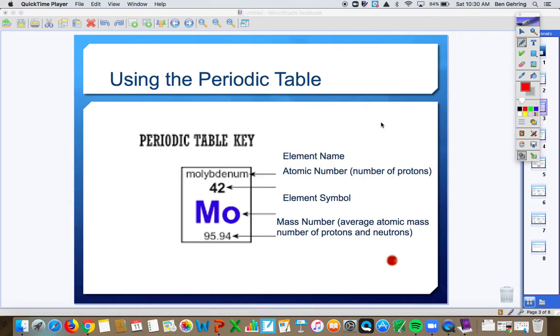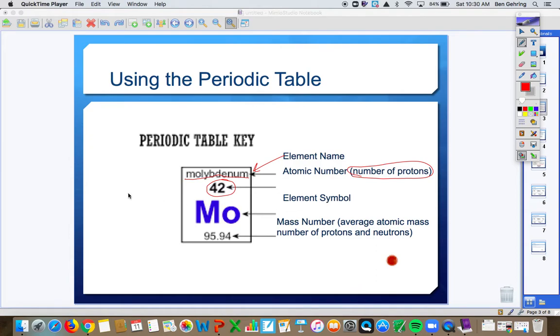So for starters, we're looking at the periodic table, and when we use the periodic table, there's some things we need to be familiar with and know. So first, at the top, molybdenum is going to be our element name. Everything is shifted, I apologize. Our element name is here, which is molybdenum. It has an atomic number of 42. Your atomic number is the same as your number of protons, always. No questions asked. Your atomic number, your number of protons, is always the same.